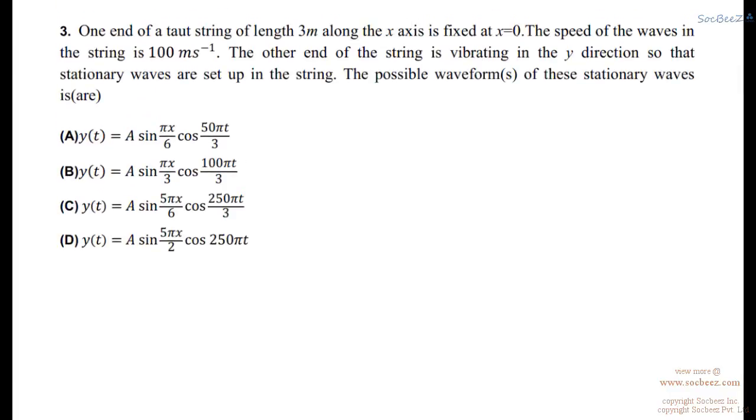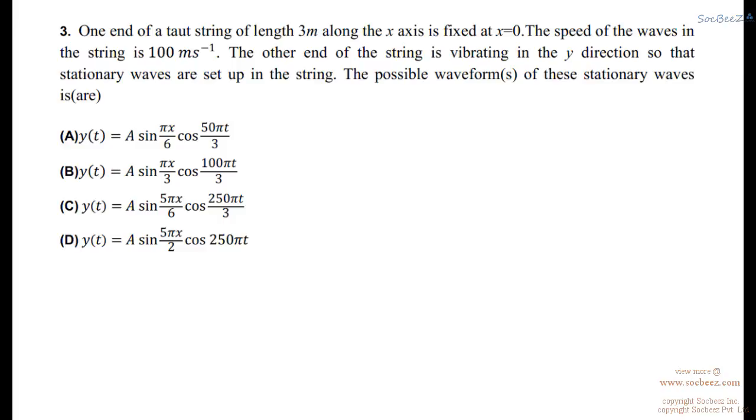One end of a taut string of length 3 m along the x-axis is fixed at x equals 0. The speed of the waves in the string is 100 meter per second. The other end of the string is vibrating in the y direction so that stationary waves are set up in the string. The possible waveforms of these stationary waves is or are.